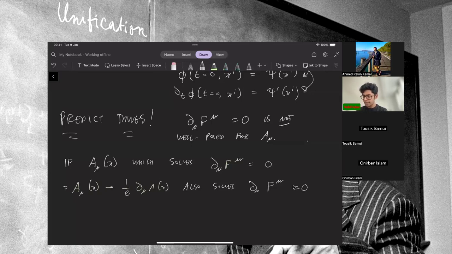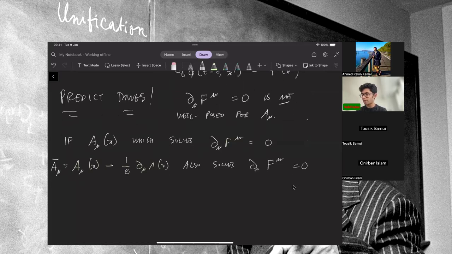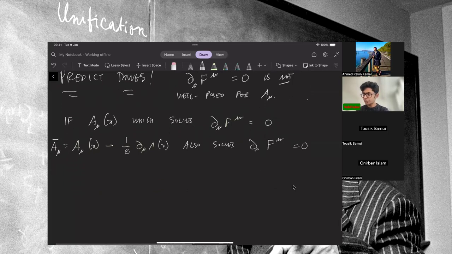So let me call this guy A mu bar, all right? So A mu and A mu bar are both solutions to the same wave equation. Now let's just pick lambda of t and x. Let's say that it's 0 near t equals 0, and it does not equal 0 at late times.